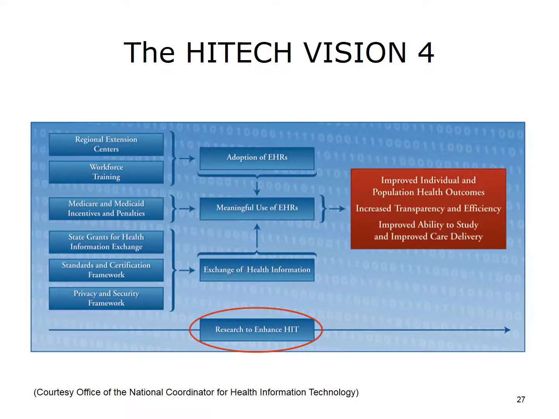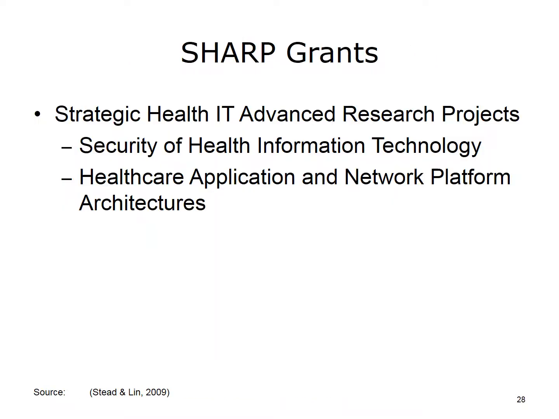One of the other barriers we mentioned previously was that the technology itself needs improvement in many areas. To address this barrier, in addition to the workforce training for new engineers and scientists, the HITECH Act provided funds for major collaborative research projects known as the SHARP grants. SHARP stands for Strategic Health IT Advanced Research Projects.